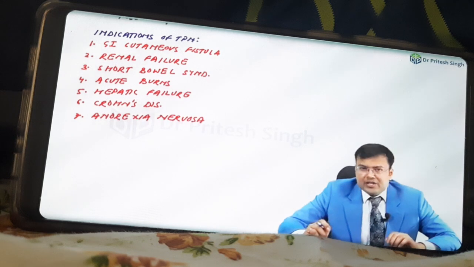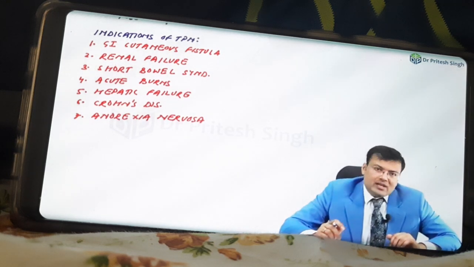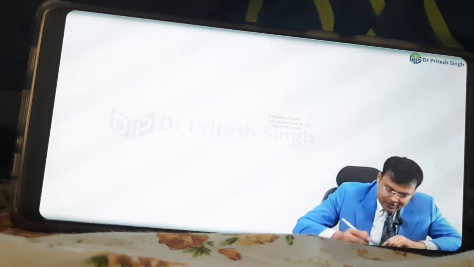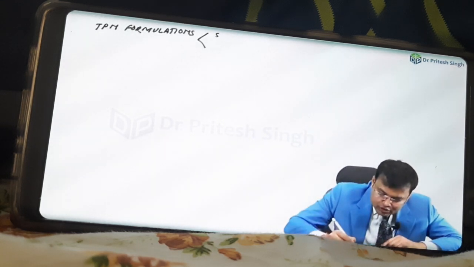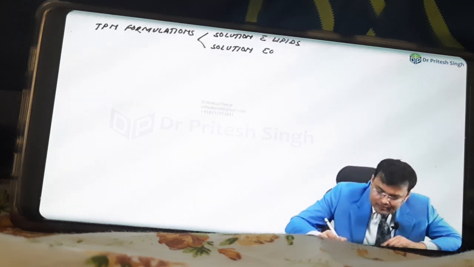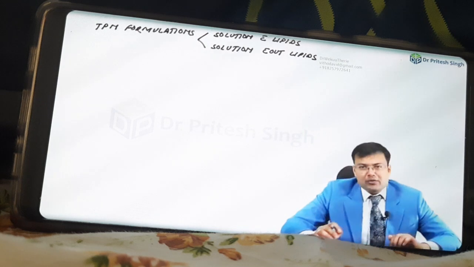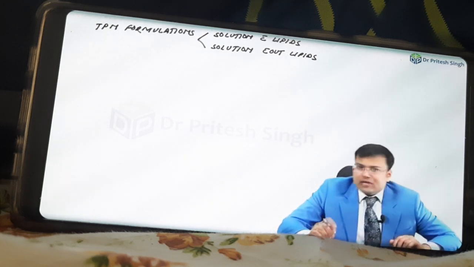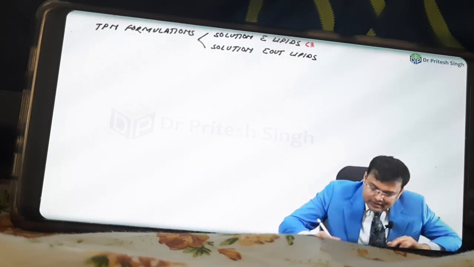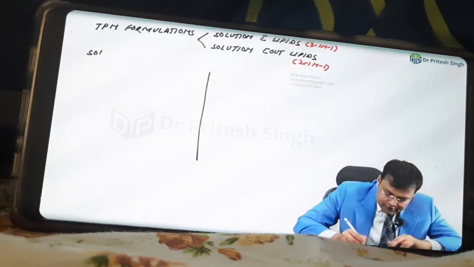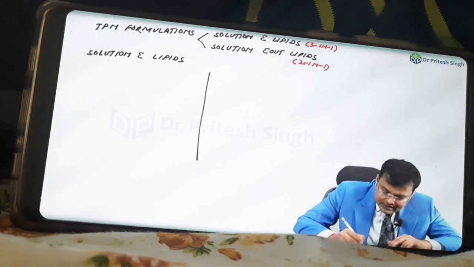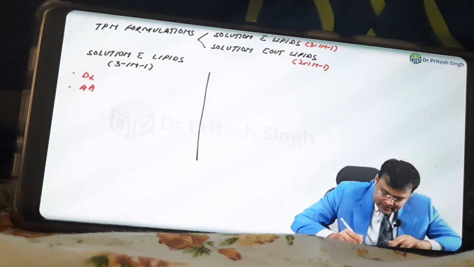Questions are asked about TPN formulations. There are two commonly used TPN formulations, one with lipids and one without lipids. If apart from dextrose and amino acid there is lipid, that is 3 in 1, and if there is dextrose and amino acid but no lipid, that is 2 in 1. In the solution with lipids, also known as the 3 in 1 formula, we are using dextrose, amino acid, and lipids.